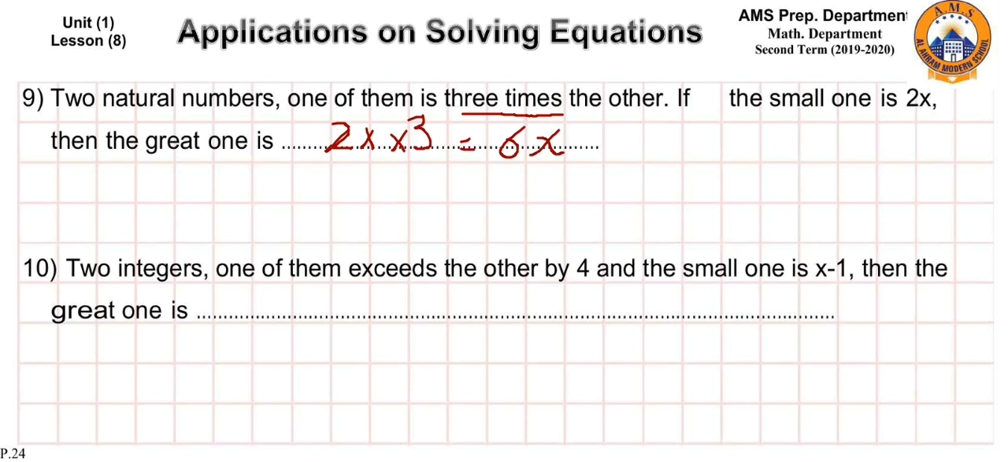Two integers, one of them exceeds the other by 4. The word exceeds means that you will do plus. The small number is x minus 1. Then the great one, as we said, we will do the smallest one plus 4. So negative 1 plus 4 equals 3. Yes, so the number will be x plus 3.